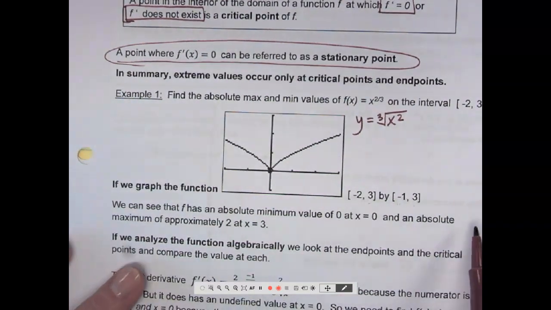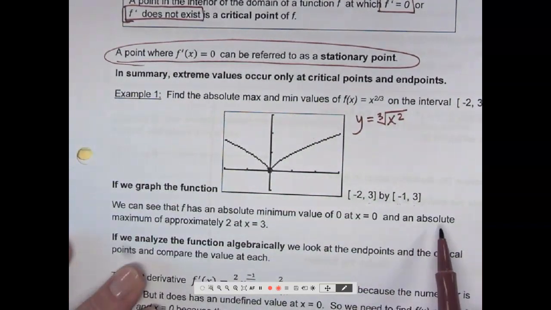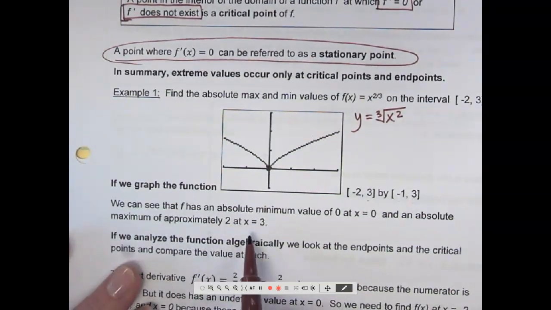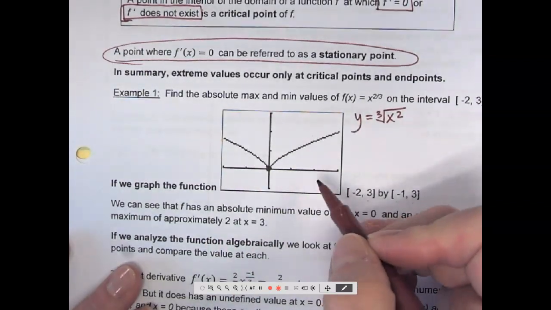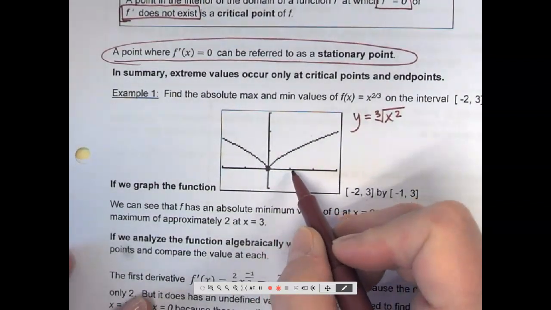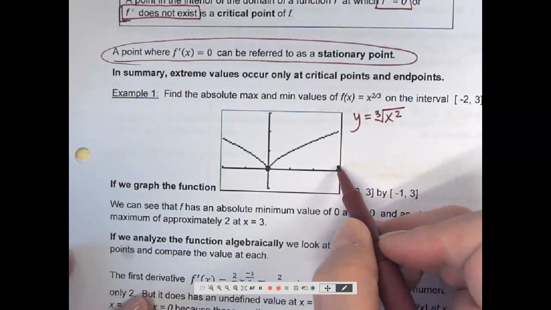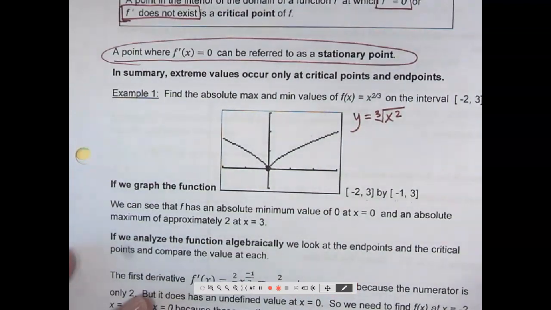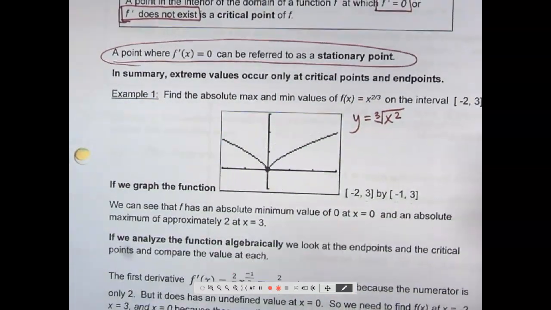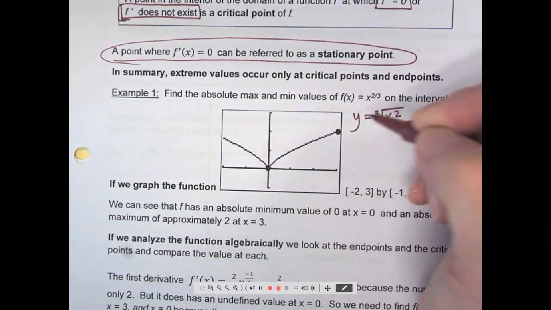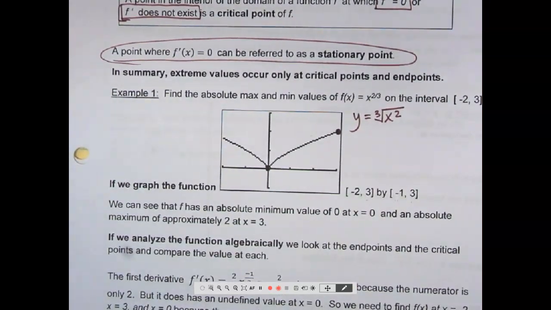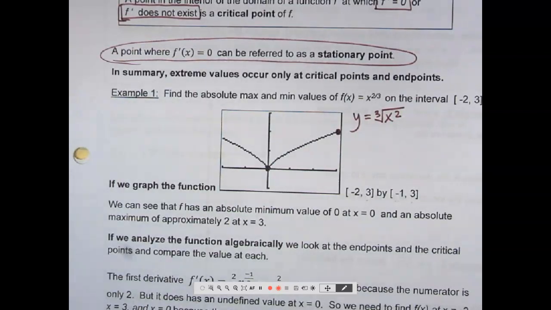Okay, so, and an absolute maximum of approximately 2 at x equals 3. I am just basing it on this graph looking like 3, 2 there. And so that would be considered an absolute max. If we analyze the function algebraically, we look at the endpoints and the critical points and compare the value in each. Okay, so if we're doing this algebraically, this is what we're going to do.